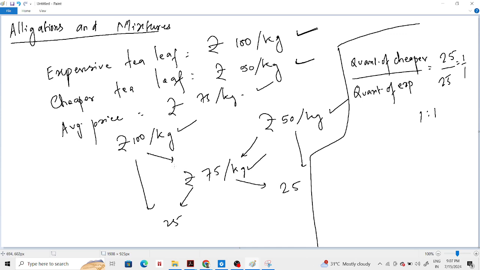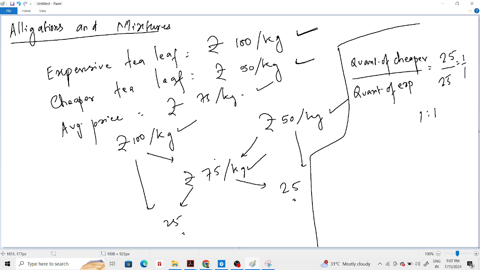Now what we are doing, we are subtracting by the crisscross method. So 100 minus 75 is 25 and 75 minus 50 is 25. See, we are not always taking final minus initial or average minus this value, no, bigger one minus smaller one, that's it. So 100 minus 75 is 25, 75 minus 50 is 25.